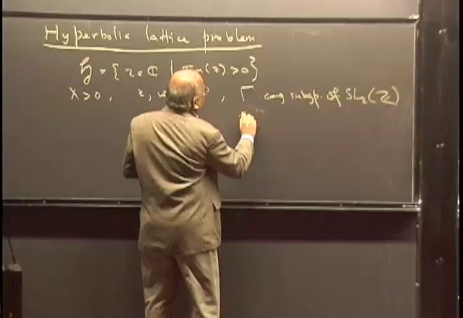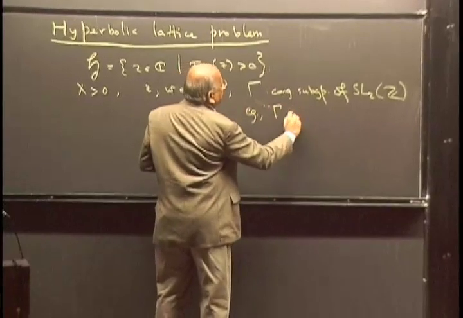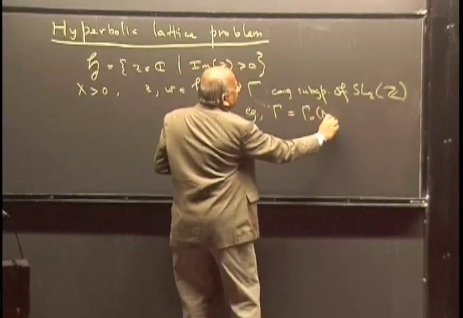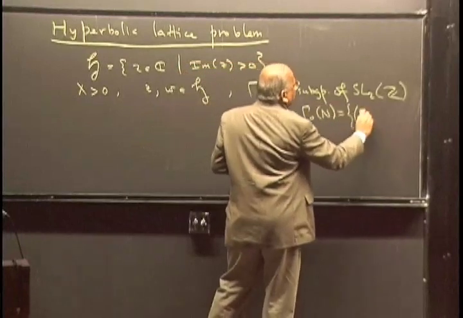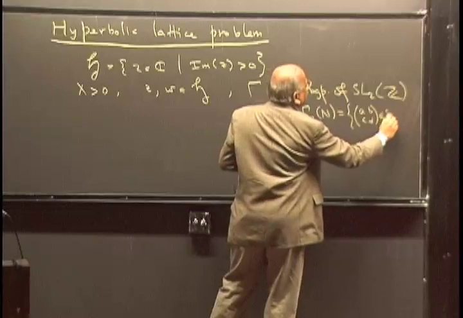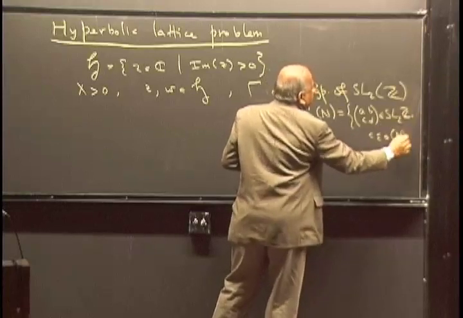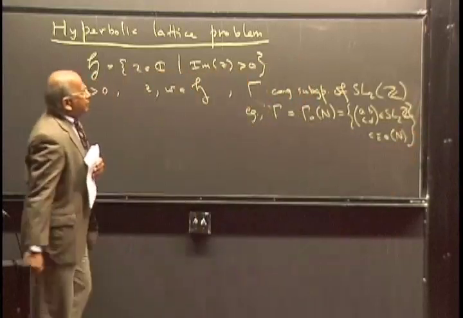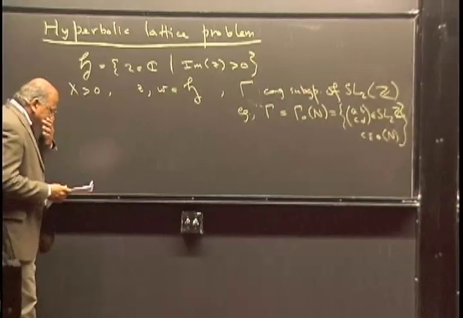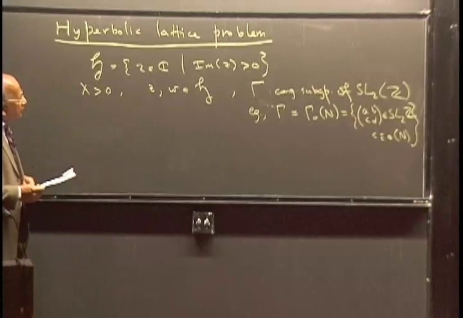For example, in the whole talk, you could take gamma to be Gamma_0(N), matrices (A, B; C, D) in SL2(Z) such that C is congruent to 0 mod N. That's a very beautiful group to work with, and it's kind of ubiquitous. It comes up all over.